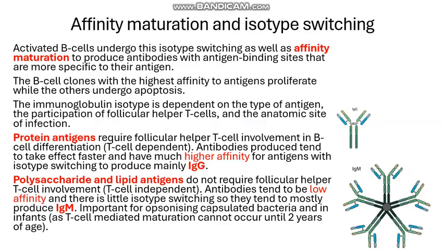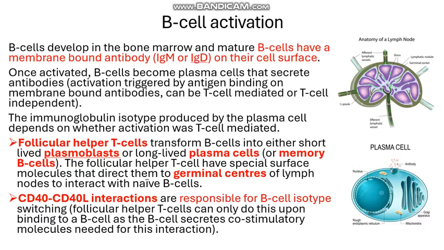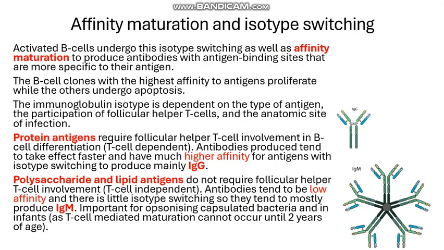And the type of cytokine secreted by the follicular helper T cell is going to determine the isotype of the ultimate plasma cell that the B cell is going to turn into. But in order for this process to occur, you need chemical signals within the B cell that we talked about here, the co-stimulatory molecules.